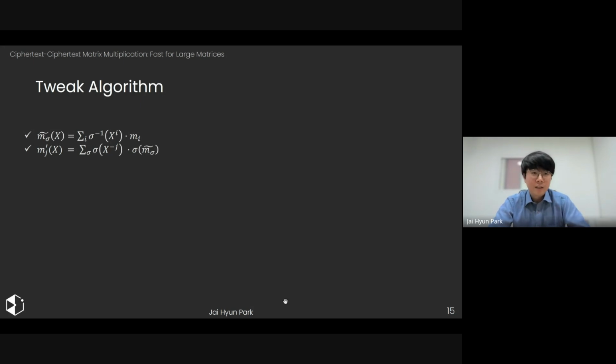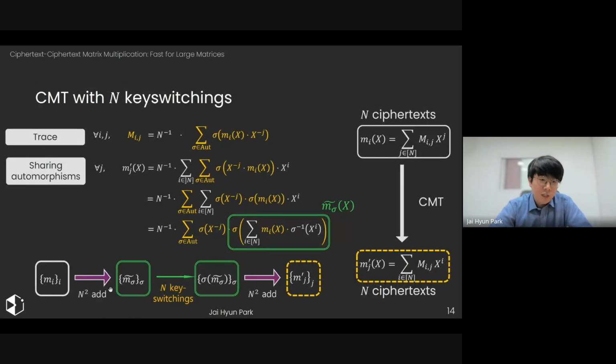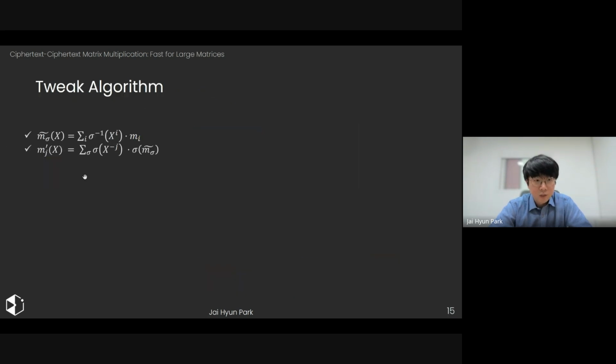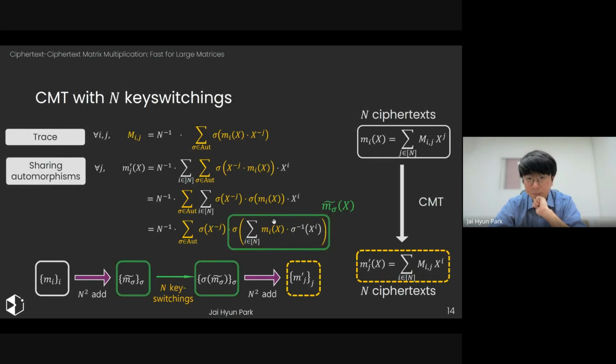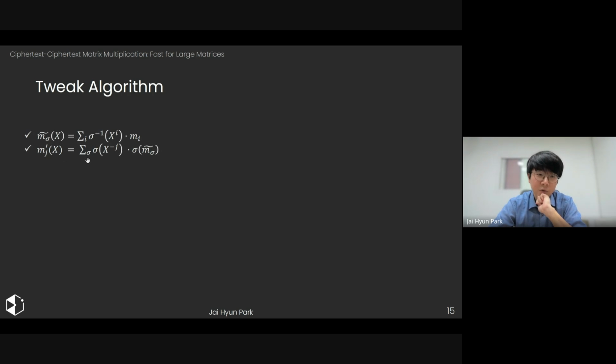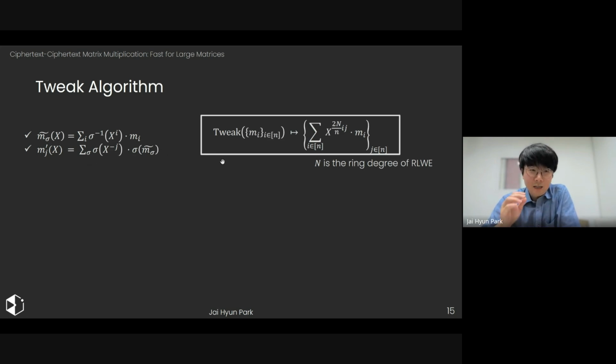Okay, so to address that issue, in the paper, we also suggest an algorithm which we call the twig algorithm. The observation is that even though we need some n square additions, these additions are very structured. For example, this M sigma tilde here is the summation of sigma inverse xi times mi. And for mj prime, what we should do is something similar. So these are n square additions, but they're really structured. For all additions, what we do is just multiply by some monomial and add.